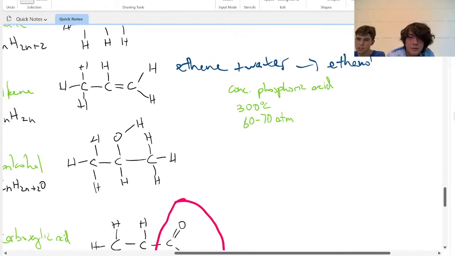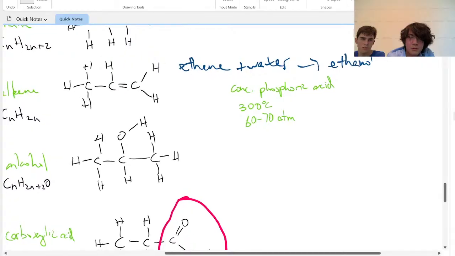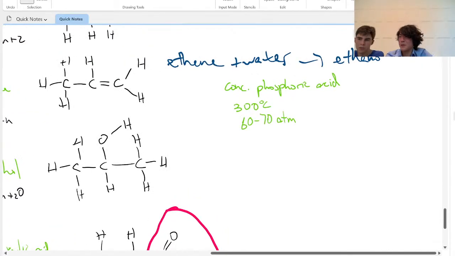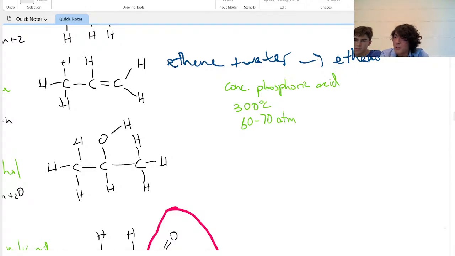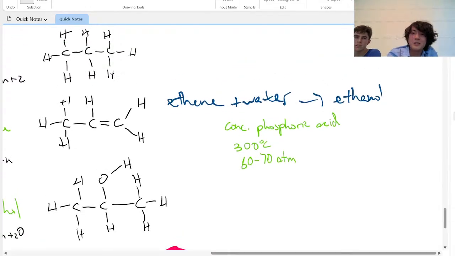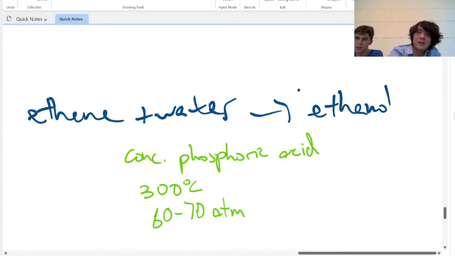Do you need dehydration? Dehydration is just alumina plus heat. You don't need a specific heat. Just heat. Alumina plus heat.